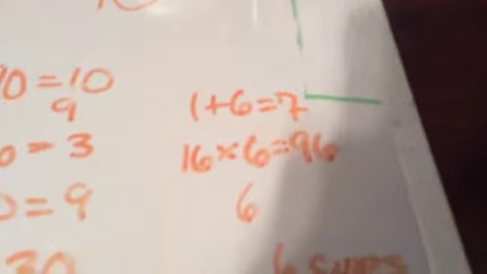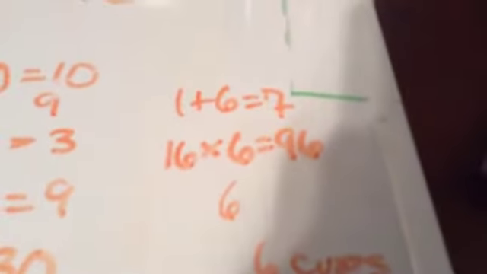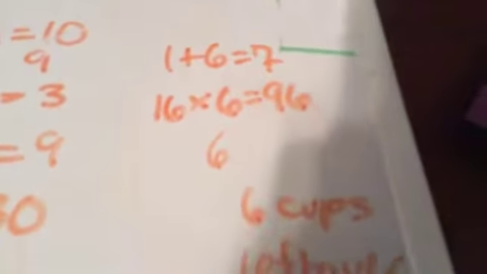Then you'll have to use your times tables to figure out that 16 times 6 equals 96. So then you would have to buy 6 packages with 6 cups left.